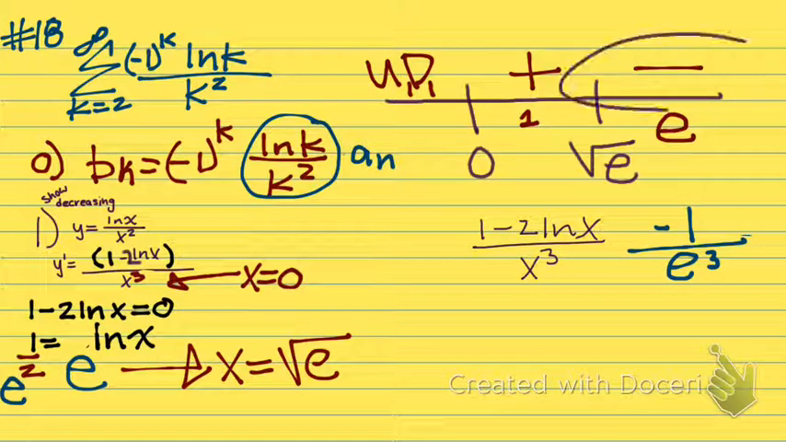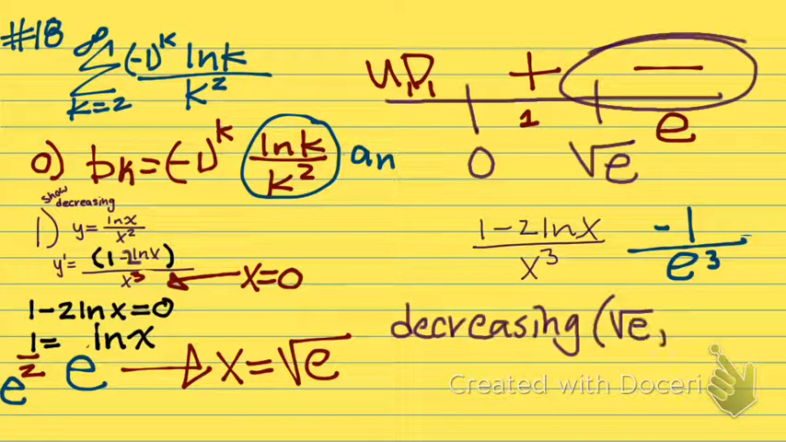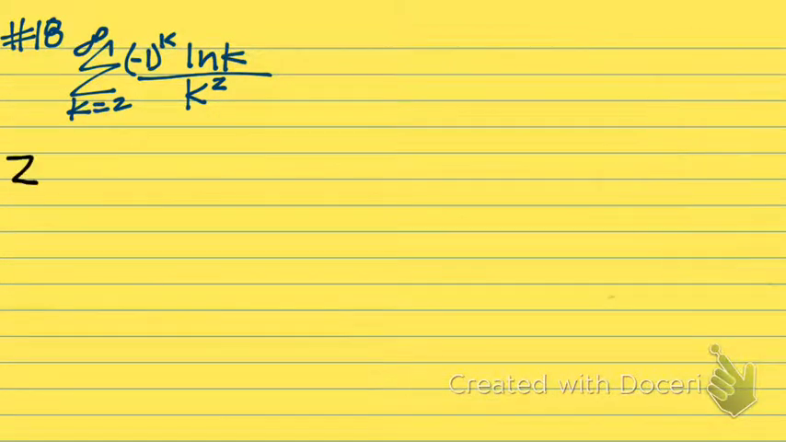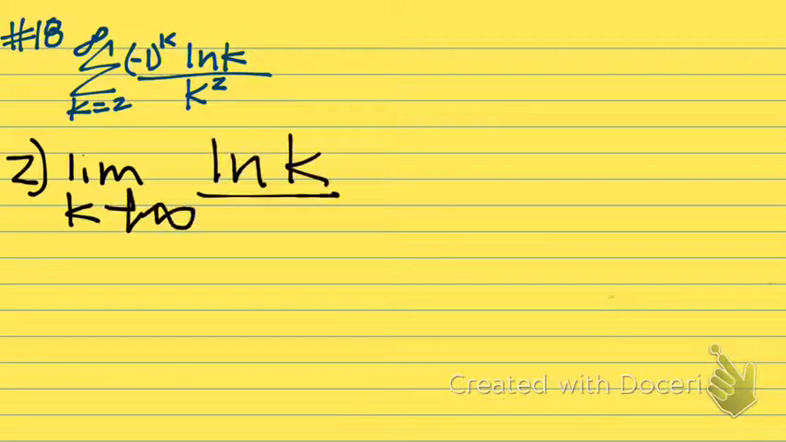So what does that mean? That means that we're decreasing from root e to infinity. First time I saw this, I dropped things too, Howard. Looks like you're ducking. All right. So then, we're decreasing. We have to show one more thing.